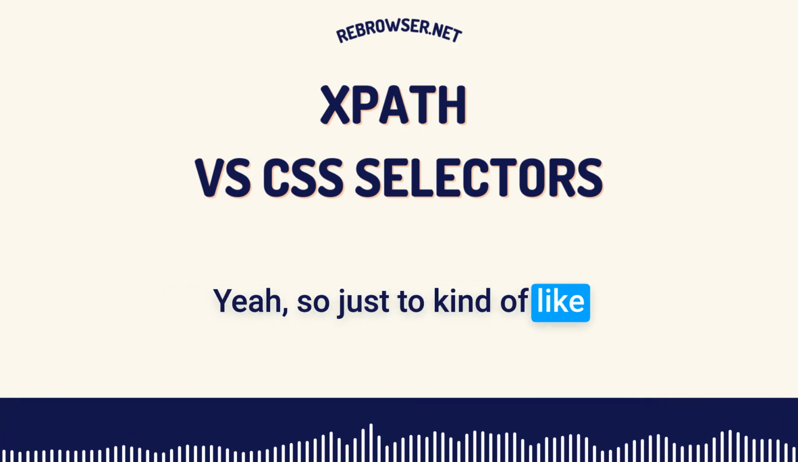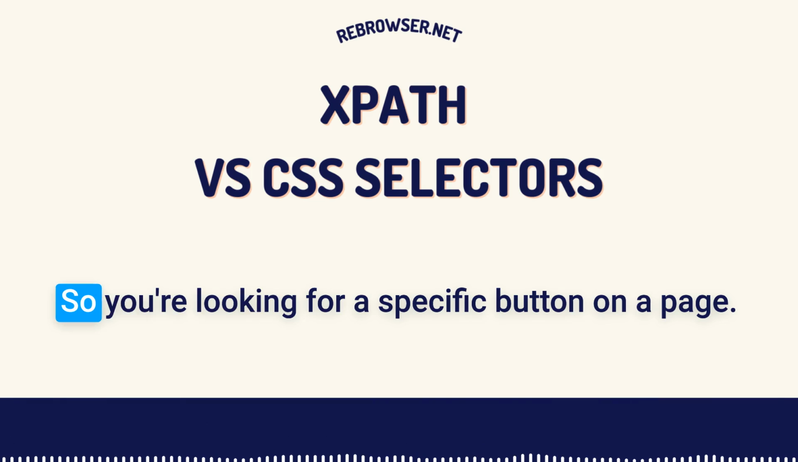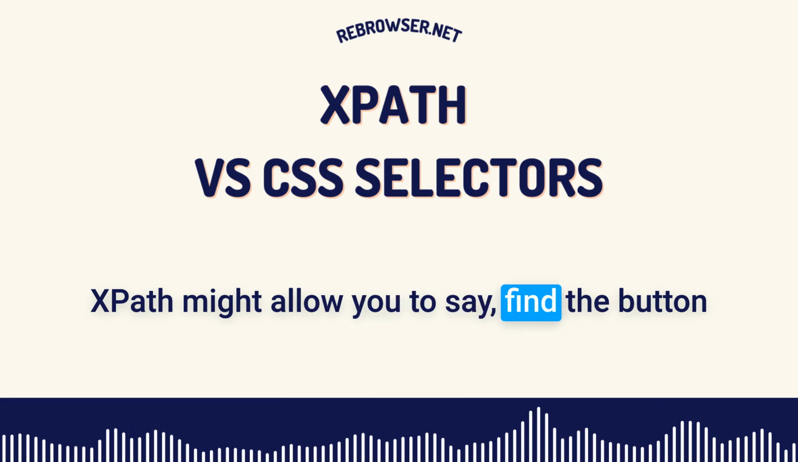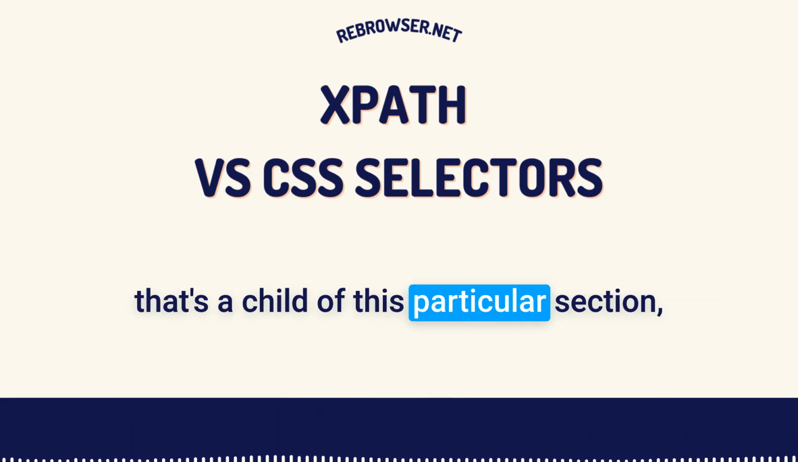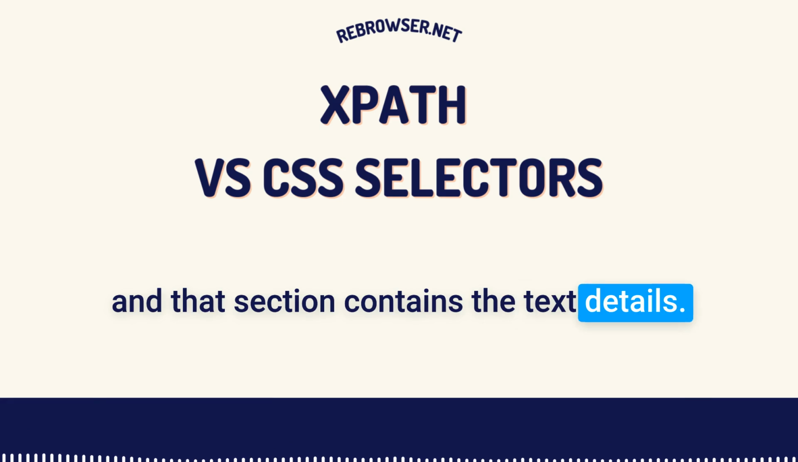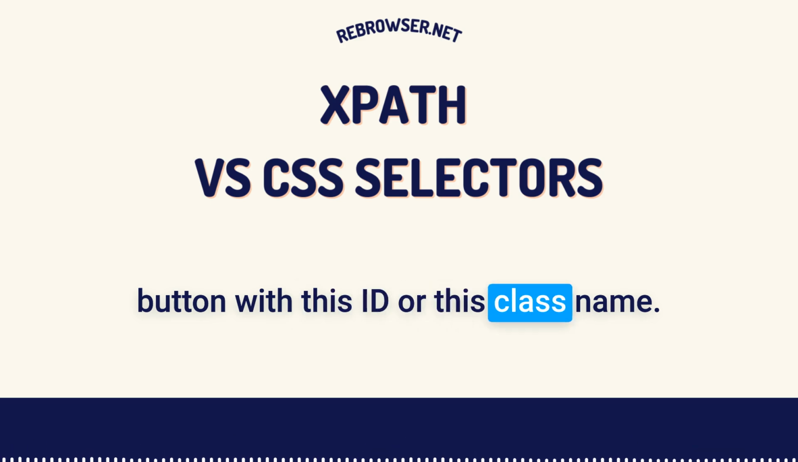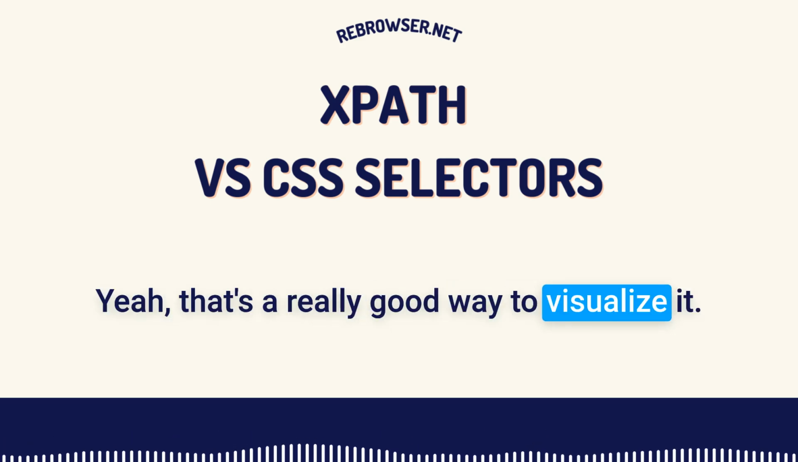Yeah. So just to give a concrete comparison, say you're looking for a specific button on a page. XPath might allow you to say, find the button that's a child of this particular section, and that section contains the text details. Whereas CSS might say, find the button with this ID or this class name. Yeah, that's a really good way to visualize it.